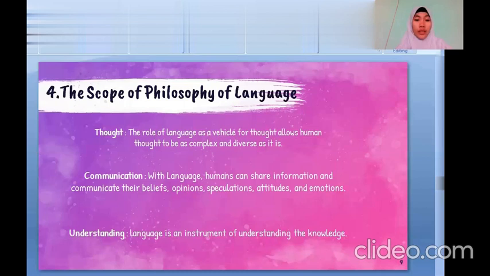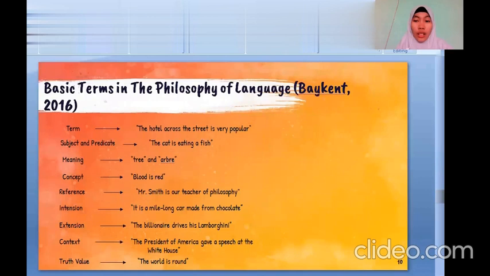Okay, next about basic terms in the philosophy of language by Bacon, 2016.